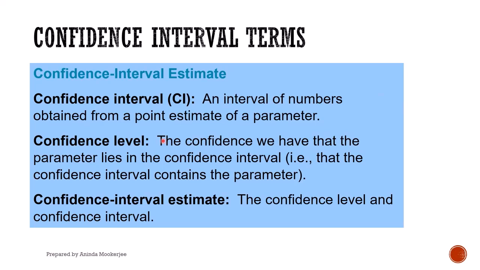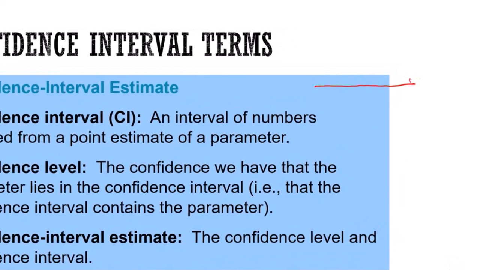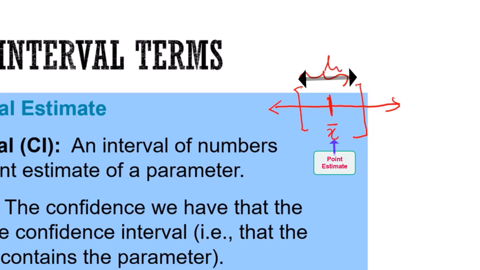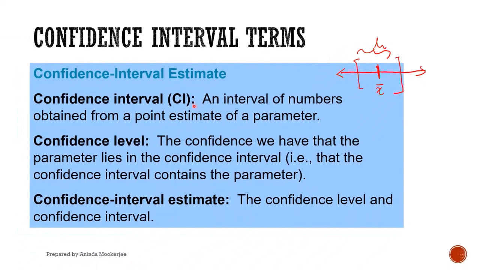We are going to now go over the formal definitions of confidence interval, the confidence level, and what's called the confidence interval estimate. Now, the confidence interval is defined as an interval of numbers obtained from a point estimate of a parameter. It means that the confidence interval is the actual interval that we create around our sample mean within which we expect the population mean to fall. All right, so that's what the confidence interval is, and it is generally denoted in short form as CI.